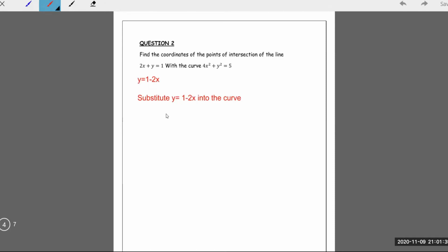So what we end up getting is 4x squared plus y squared. Now we're substituting 1 minus 2x as y. So it becomes plus 1 minus 2x all squared. So this is our 1 minus 2x all squared, and we equate that to 5.